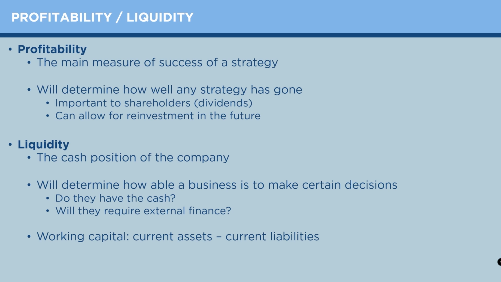Profitability is the main way a business measures its long-term success. And so when we think about strategy, which is what theme 3 is all about, profitability is the main way we measure that. It will determine how well a strategy has gone. It's important for the shareholders because the profit is how they get their dividends. That's how they get their return on the investment.